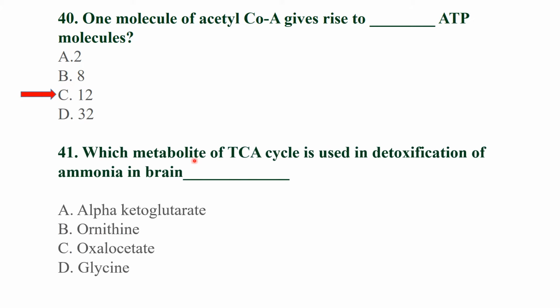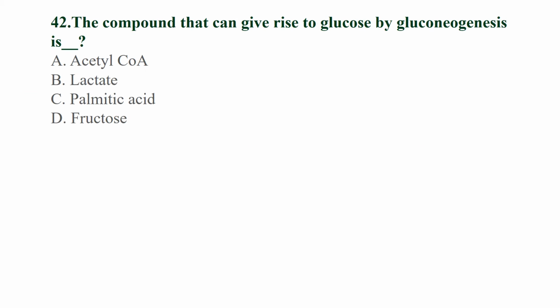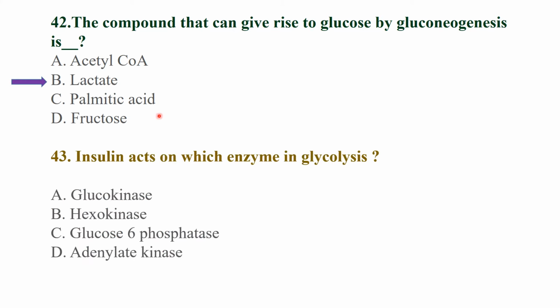Which metabolite of the TCA cycle is used in detoxification of ammonia in brain? It is alpha-ketoglutarate. The compound that can give rise to glucose by gluconeogenesis is lactate. Insulin acts on which enzyme in glycolysis?